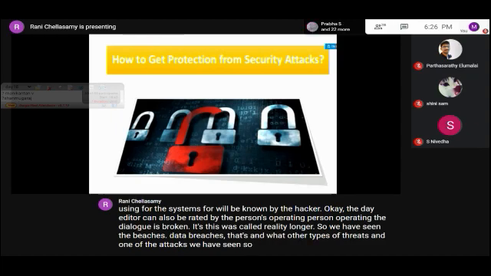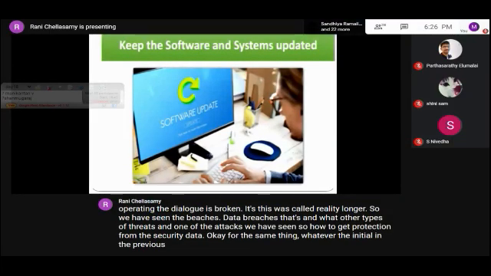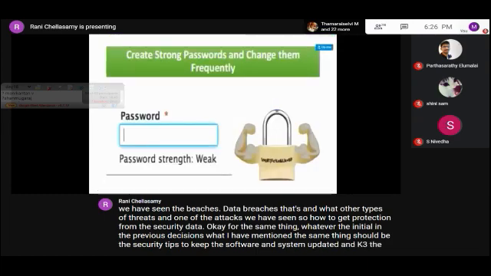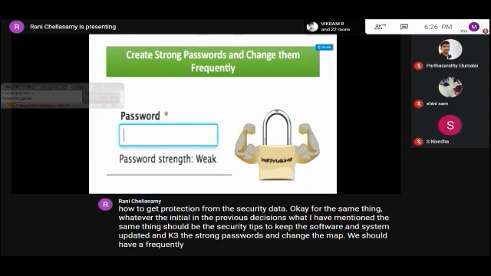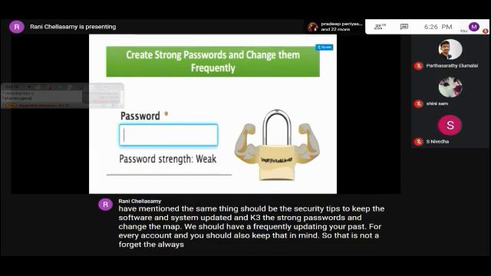So how do we get protection from the security attacks? The same things I mentioned in the previous sessions should be the security tips. Keep the software and system updated, create strong passwords and change them. You should frequently update your passwords for every account, and you should also keep them in mind so that you do not forget your password.